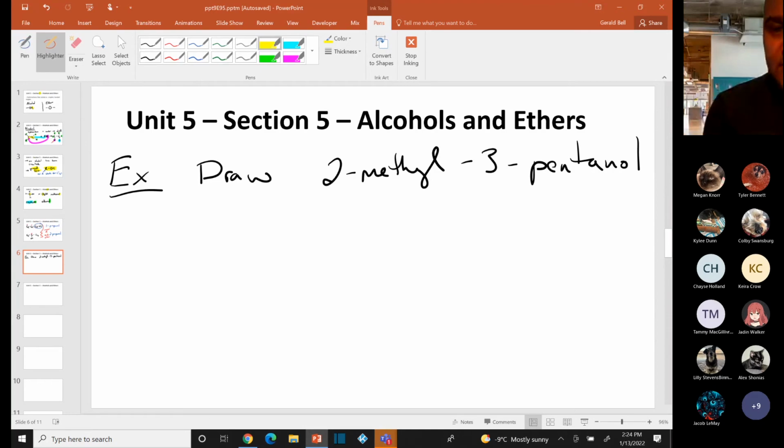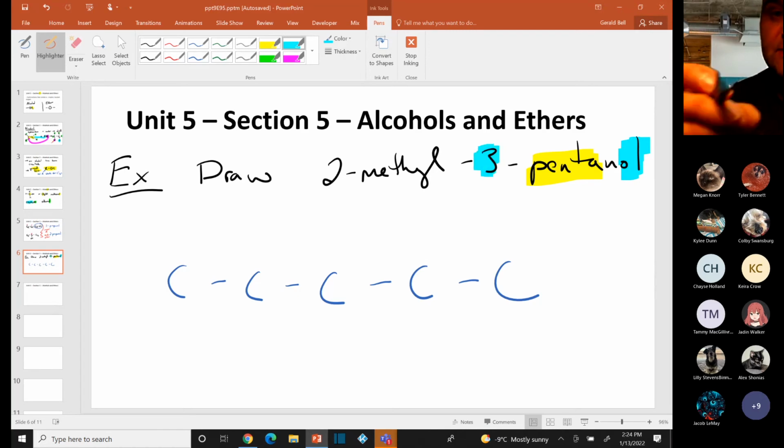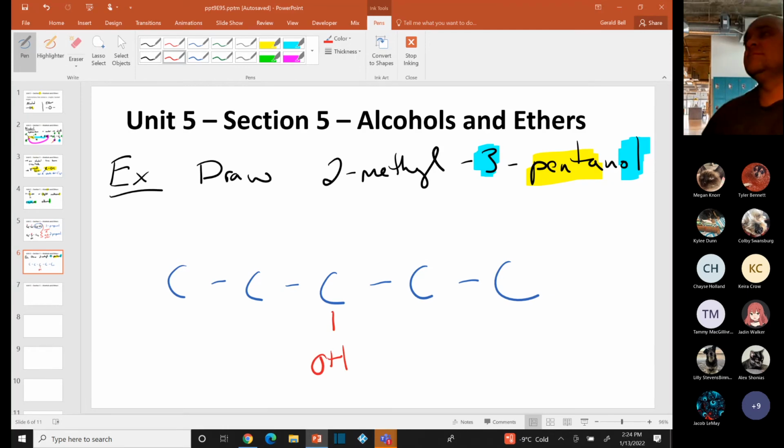All right, how are we going to do this one? Well, start with the pentane. That's 5. Done. The OL tells us we have an alcohol, which is an OH group, and the 3 tells us that it's on the 3rd carbon. OH means alcohol.